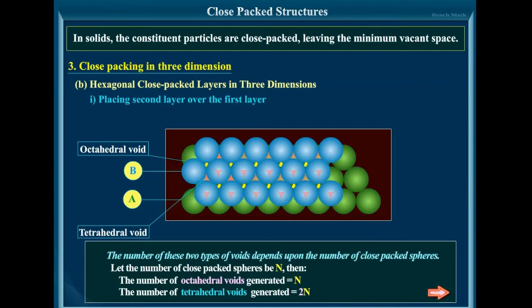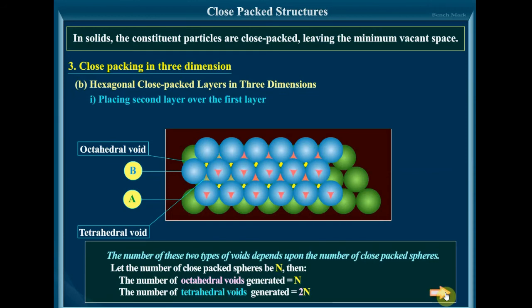But the number of tetrahedral voids generated, tetrahedral voids are smaller, so that would be 2 times the number of spheres. This is the most important part for doing some problems. So let me repeat it. If there are n spheres, then after the close packing is over in hexagonal close packing, the number of octahedral voids would be equal to that of the close packed spheres, while the number of tetrahedral voids would be 2 times the number of close packed spheres.